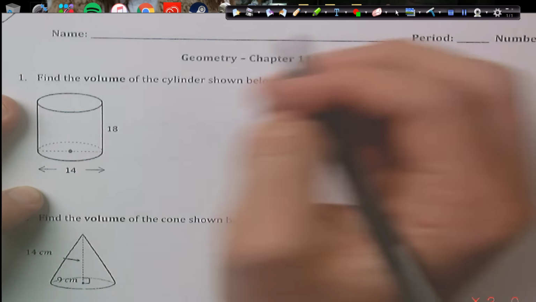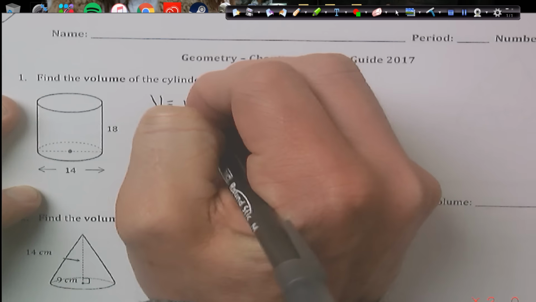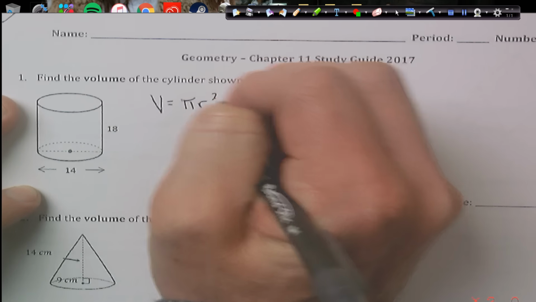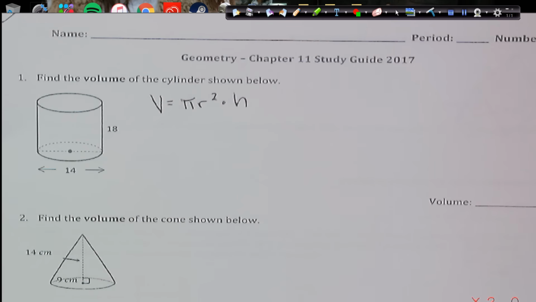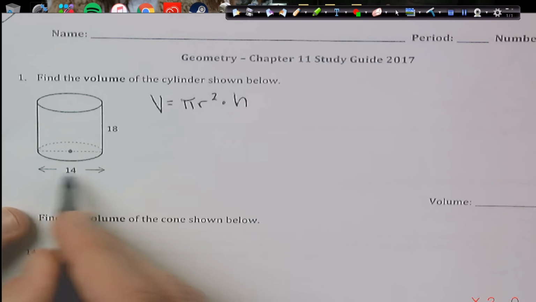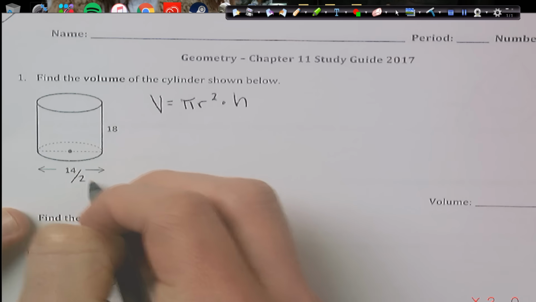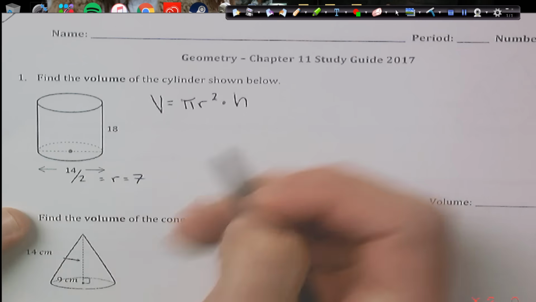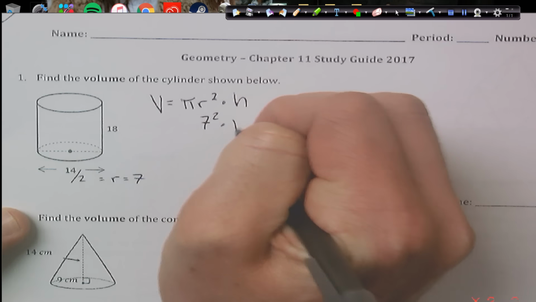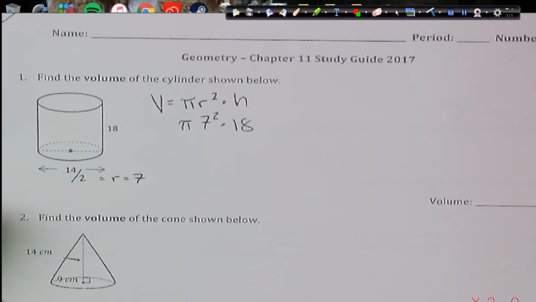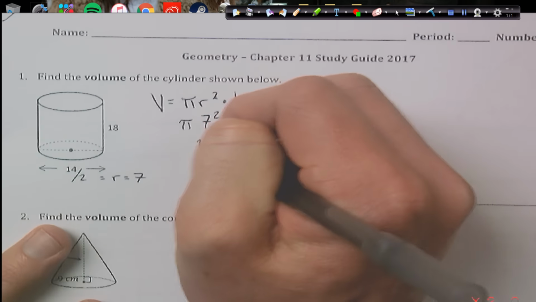So first of all, we have a cylinder. The volume of the cylinder is pi r squared times height. It's basically finding the area of the base multiplied by the height. This is the full diameter, so we're going to take half of that to get our radius to be 7. So we get 7 squared times 18 pi. We always want to leave things in terms of pi unless I say otherwise. So this time we're going to do 7 squared, which is 49, times 18.